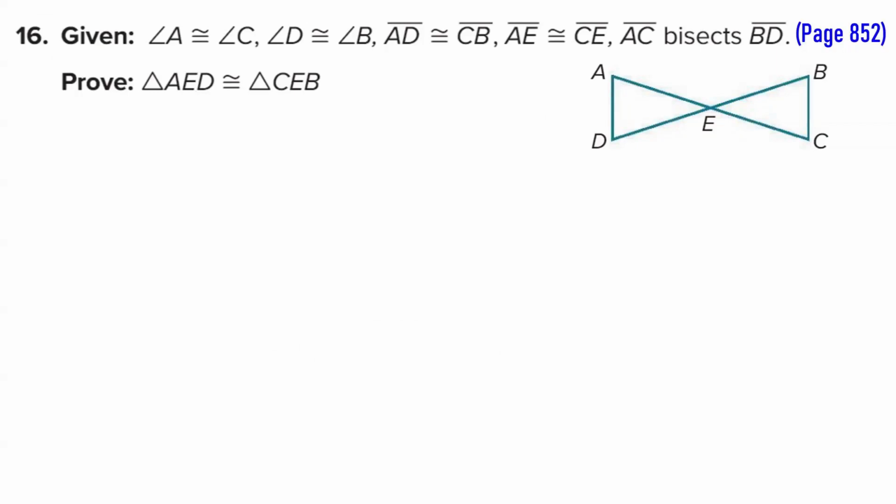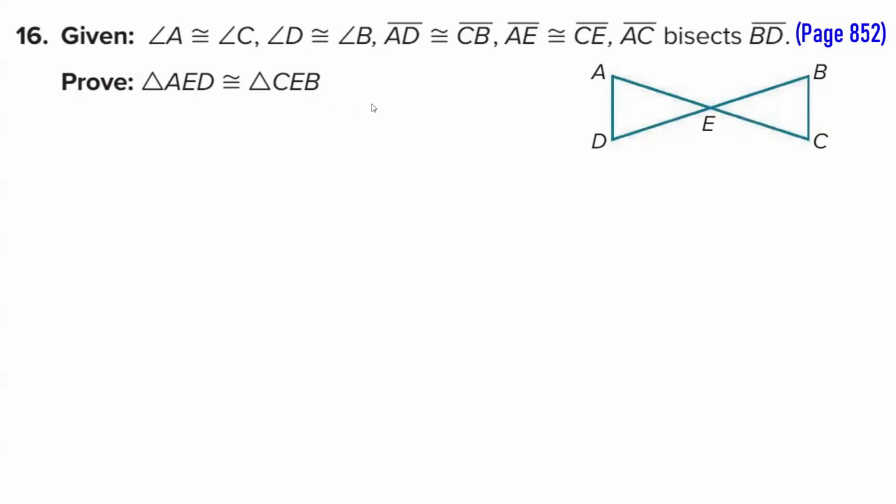Let's try to solve a proof question. Given that angle A is congruent to angle C, angle D is congruent to angle B, the side AD is congruent to CB, the side AE is congruent to the side CE, the side AC bisects the side BD. Prove that the triangle AED is congruent to the triangle CEB.